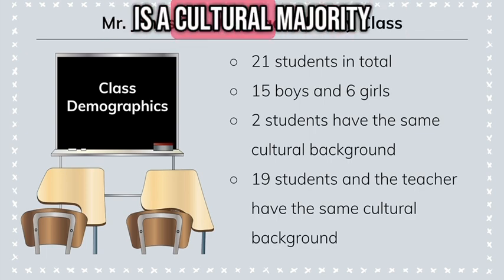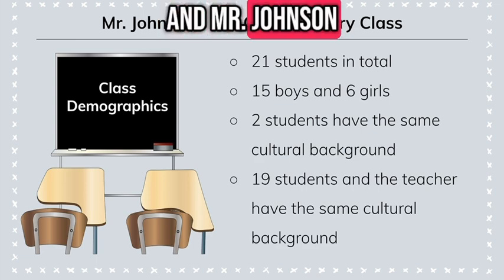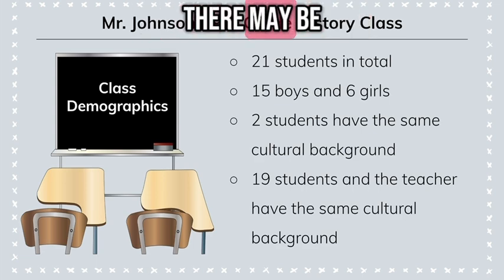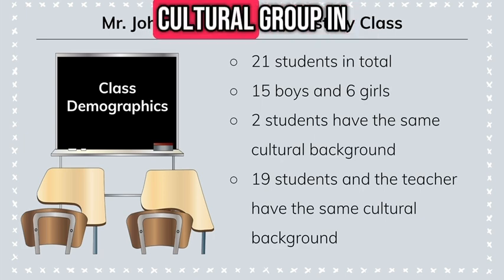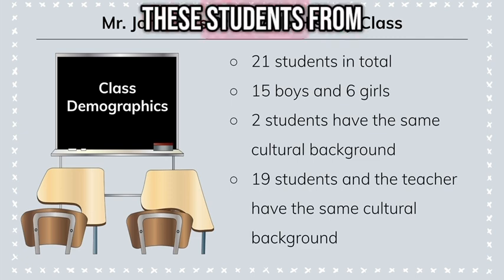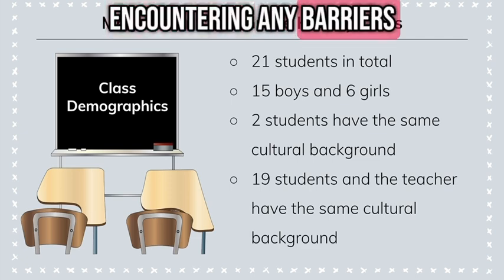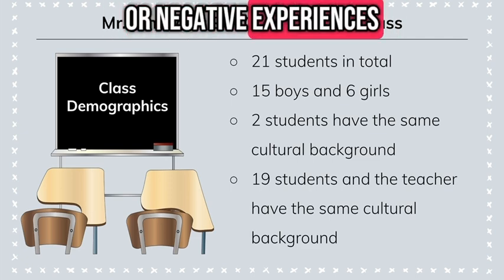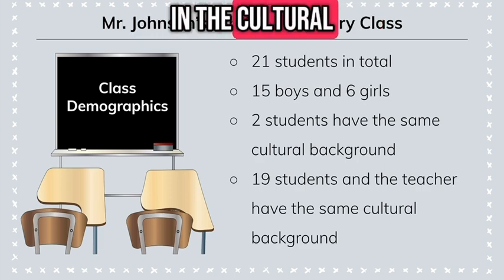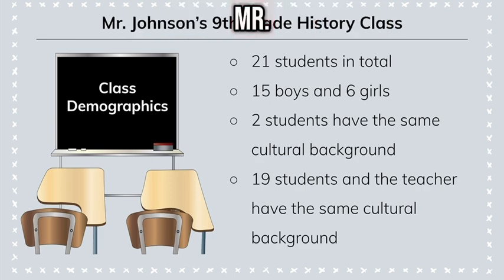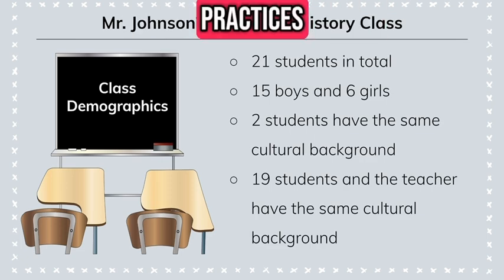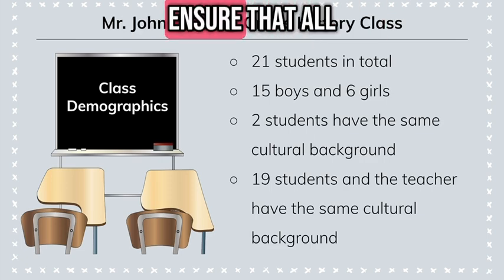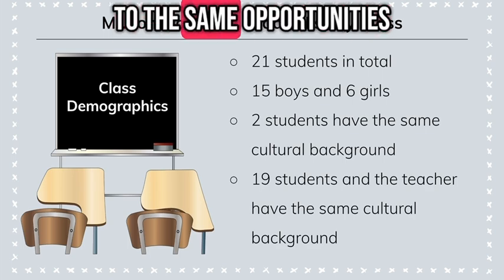Being that there is a cultural majority, with 19 students and Mr. Johnson having the same cultural background, there may be embedded barriers for the students who are in the smaller cultural group. In order to prevent these students from encountering any barriers or negative experiences due to being in the cultural underrepresented group, Mr. Johnson must hold awareness and make it a point to ensure that all of his students are treated fairly. Through using equitable practices, Mr. Johnson can work to ensure that all students have access to the same opportunities.